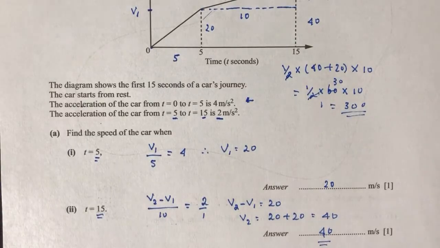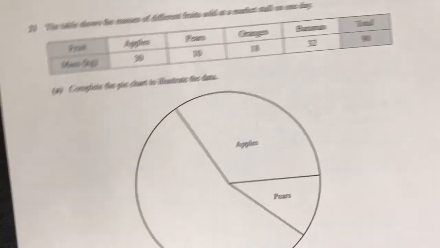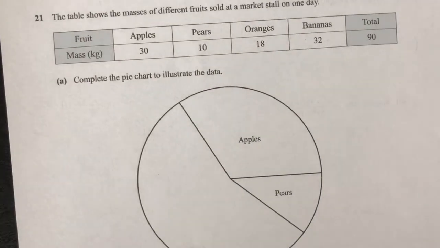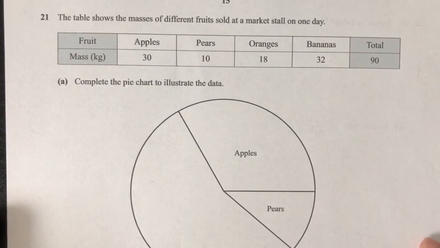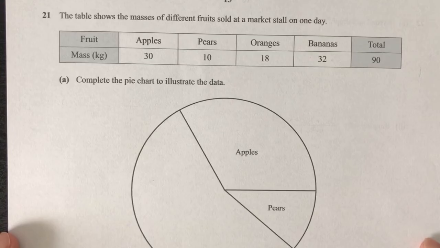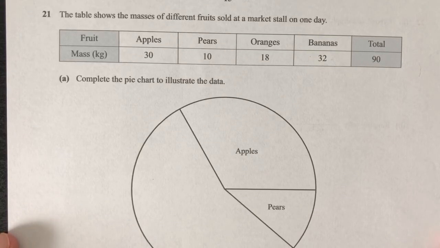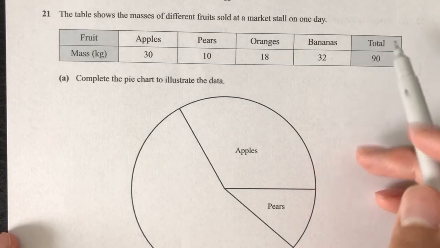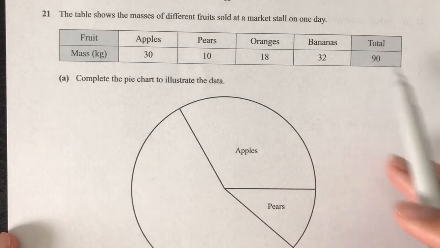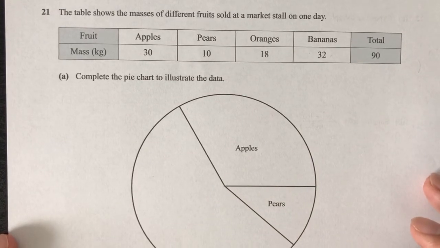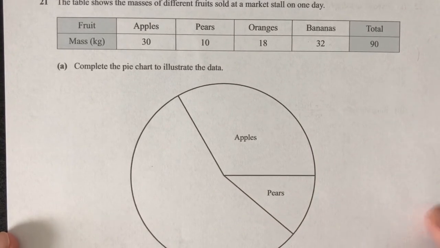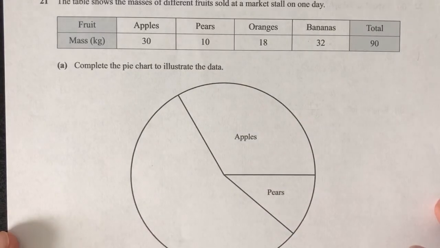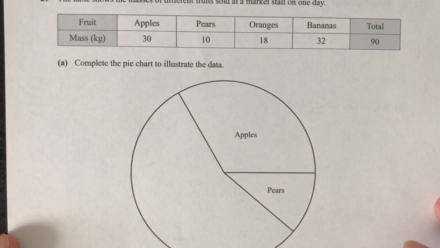So now let's move on to question number 21. The table shows the masses of different fruits sold at a market stall on one day. So we have apples, pears, oranges, bananas, and this is the total mass, right? Okay, complete the pie chart to illustrate the data.